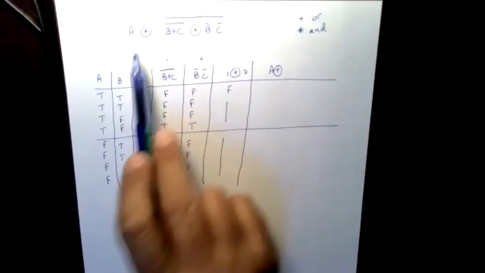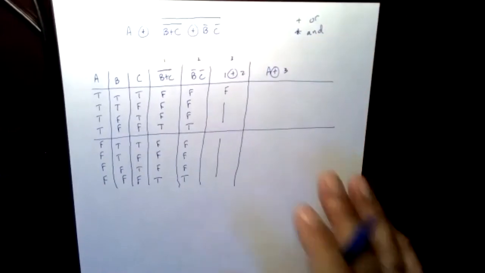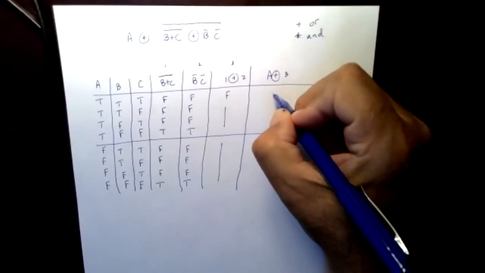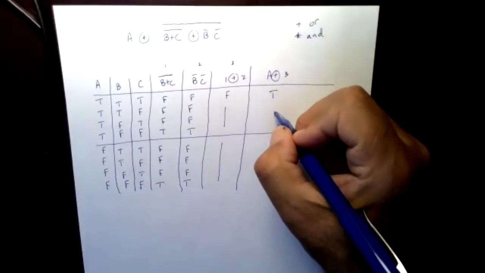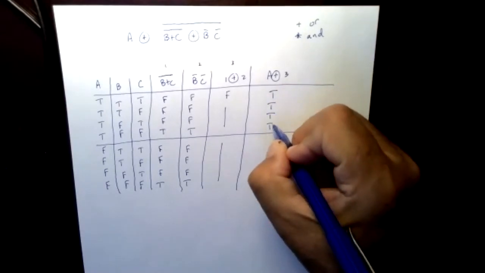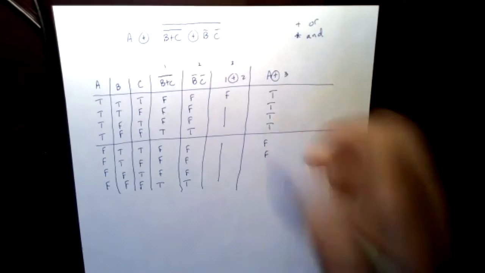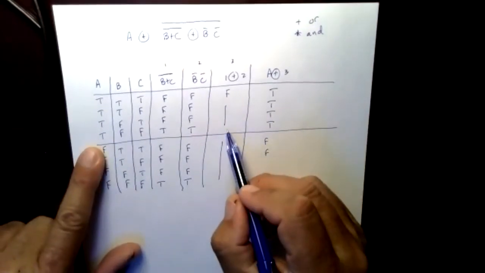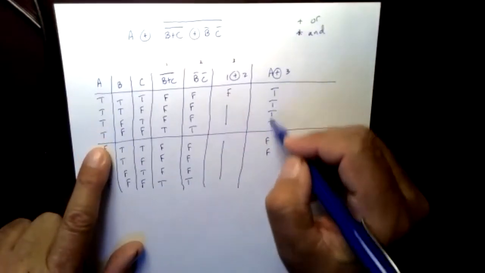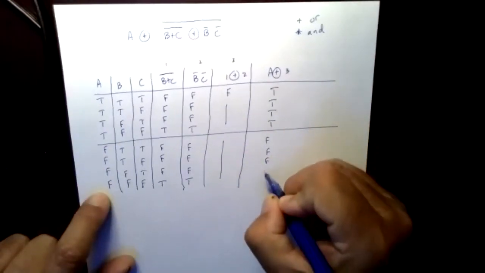If I take A, an exclusive or with this column, I'm going to call it three. That means one or the other, but not both. It looks like I'm going to get true, true, true, true, false, false. Oh, excuse me. What's this one right here? I'm taking true and false. I'm taking one or the other, but not both. So these are all true, one or the other, but not both. These would all be false.